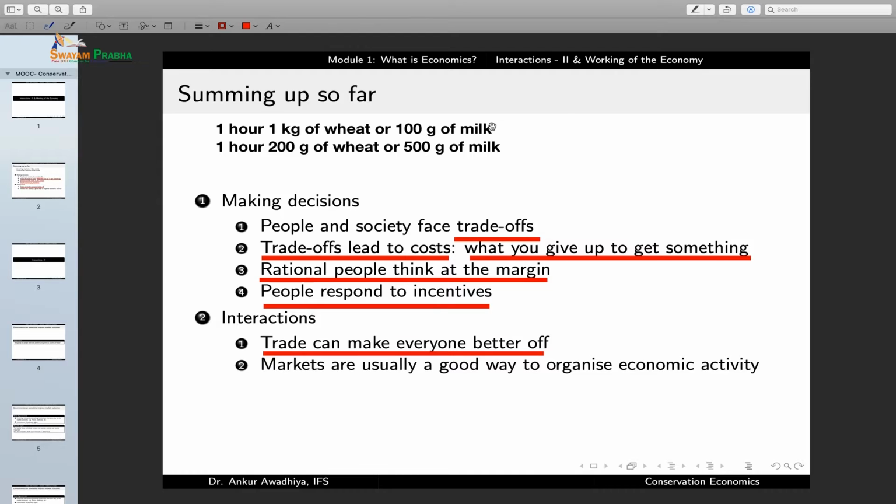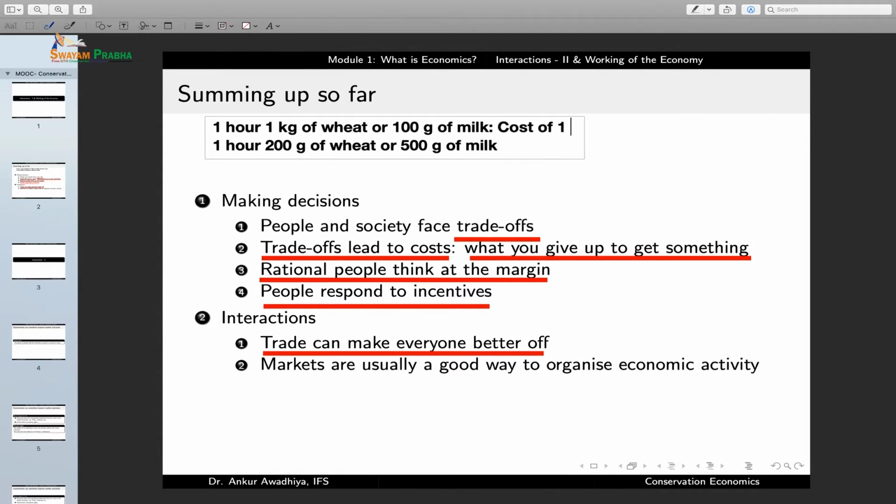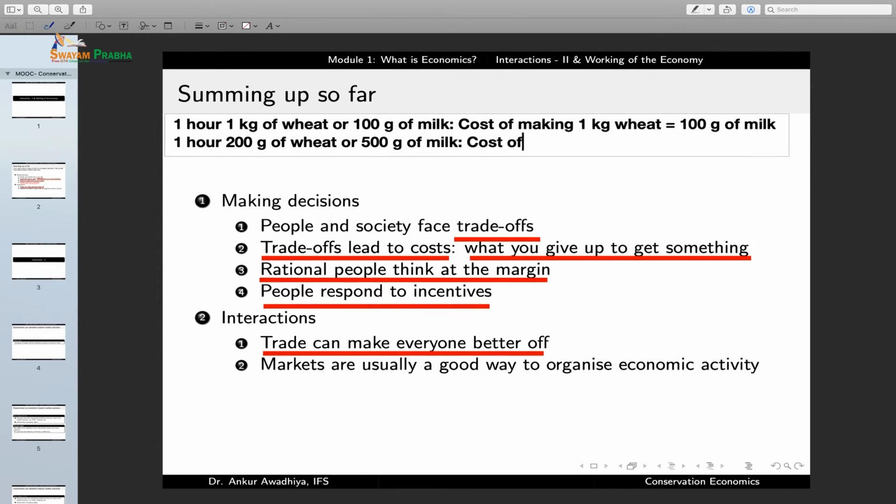But here we can also see that when I do a computation for wheat, then the cost of making 1 kg of wheat for me is 100 grams of milk. Whereas for the second person, the cost of making 1 kg of wheat is 2.5 kg of milk. So I can make wheat much cheaper than the second person.